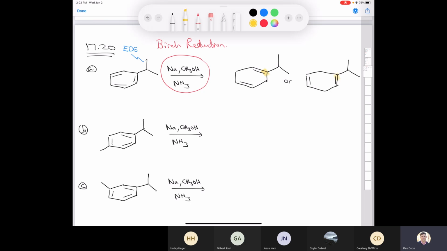Now, the next two are a little more interesting because now we've got two electron donating groups, don't we? In B, we have the isopropyl group, which is an electron donating group, and we have a methyl, which is electron donating, and they're para. The substitution is para substitution. So if we draw the 6-membered ring, again, we're treating it with sodium, methanol, and ammonia. Let me draw my 6-membered ring like that. I'll put the isopropyl group over here. I'll put the methyl group here like this.